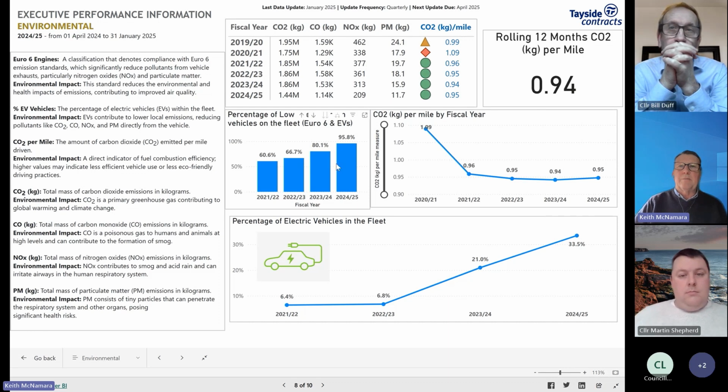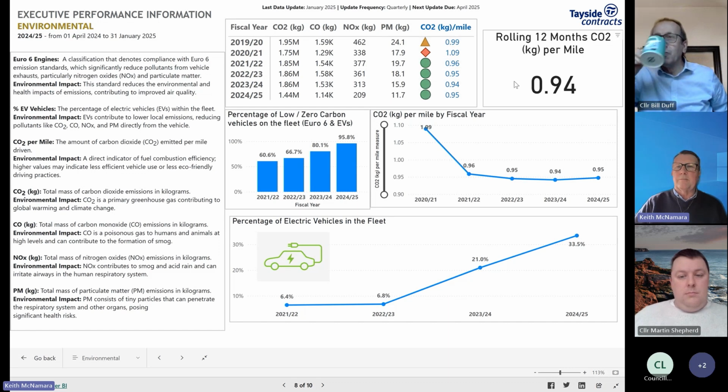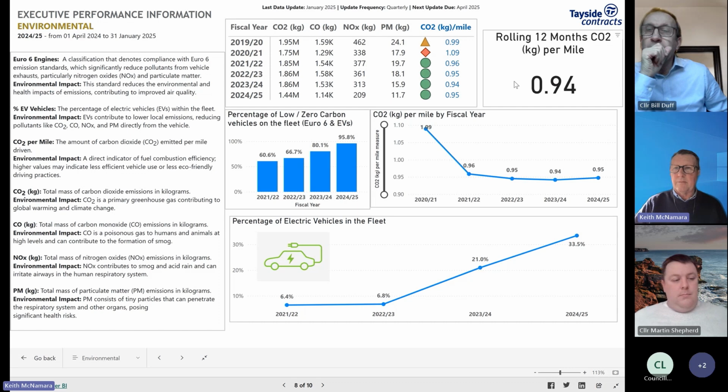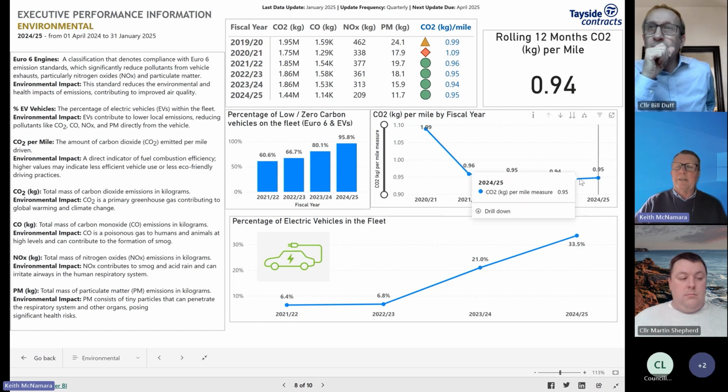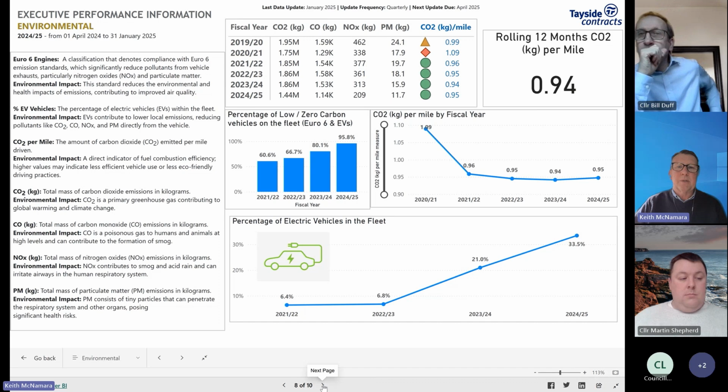But again, in terms of the transport side of our approach, CO2 per mile, we've carried out a lot of campaigns in terms of preventing vehicles idling, unnecessary use of engines, etc. So we're focused on that in terms of rolling CO2 usage, percentage of low and zero carbon vehicles on the fleet, and percentage of electric vehicles on the fleet, which positively are both going in an upward direction. And then we're keeping track of the CO2 by mile. Again, if it starts going on an upward trend, then we know we've got a problem and we can take action on that.